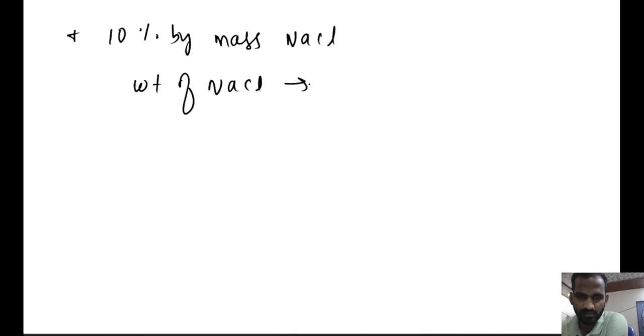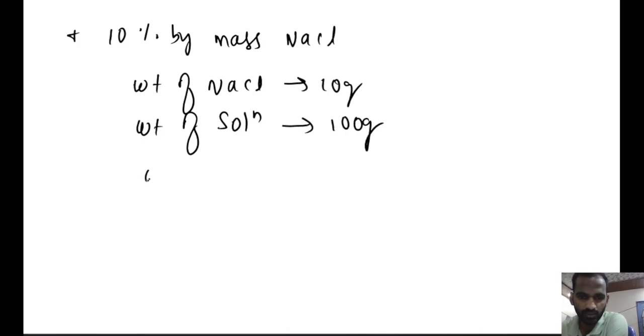Suppose they are taking 10% by mass NaCl now. So here, what is the weight of NaCl? It is 10 gram. What is the total weight of the solution, the salt solution? 100 gram. We can find out the weight of the solvent, that is water, easily now.